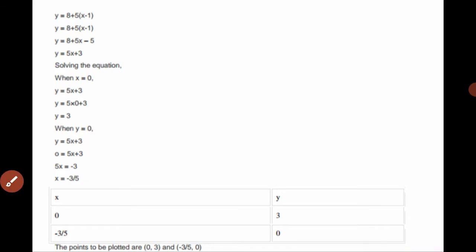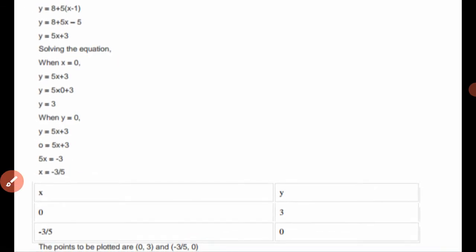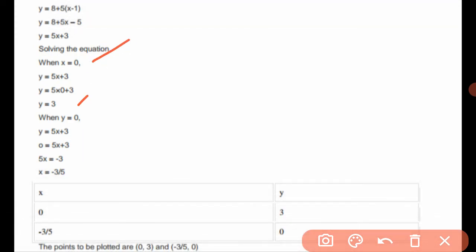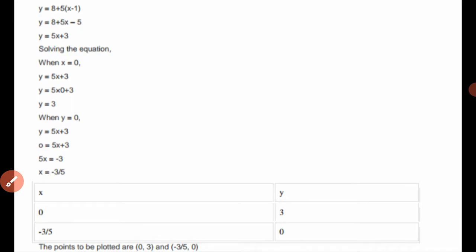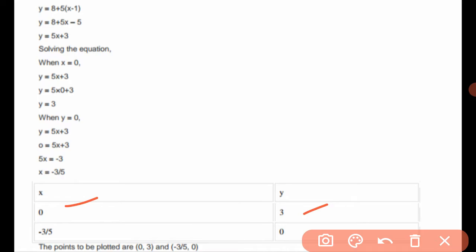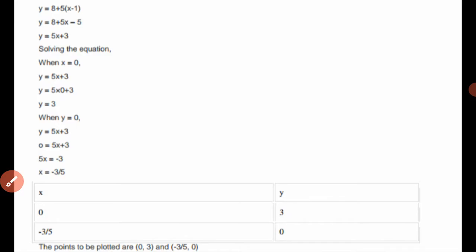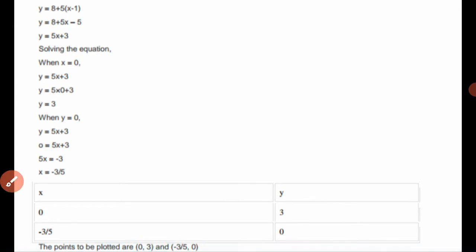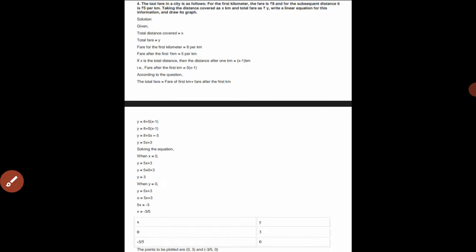So when we find it graphically, when we put the value of x equals 0, then y will be equal to 3, and when we put the value of y equals 0, x will be equal to minus 3 upon 5. So you can take this point here: when x is 0, y will be 3, and when x is minus 3/5, y will be 0. With the help of this we can find these 2 points, that is (0, 3) and (minus 3/5, 0). So we can also represent it graphically. So these are the 2 points.